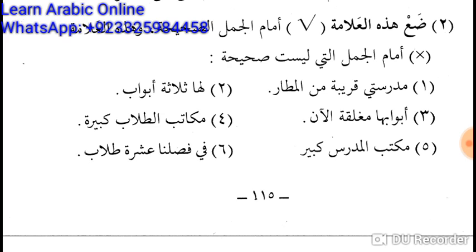مكاتب الطلاب كبيرة. لا. مكتب المدرس كبير. صحيح. في فصلنا عشرة طلاب. صحيح. عمار من يوغوسلافيا. صحيح. إبراهيم من تركيا. ليس صحيحا. يوسف من ماليزيا. صحيح. مدرسنا من العراق. خطأ.